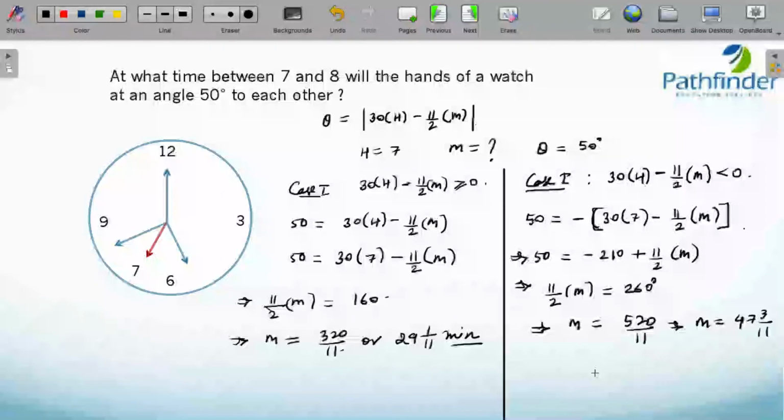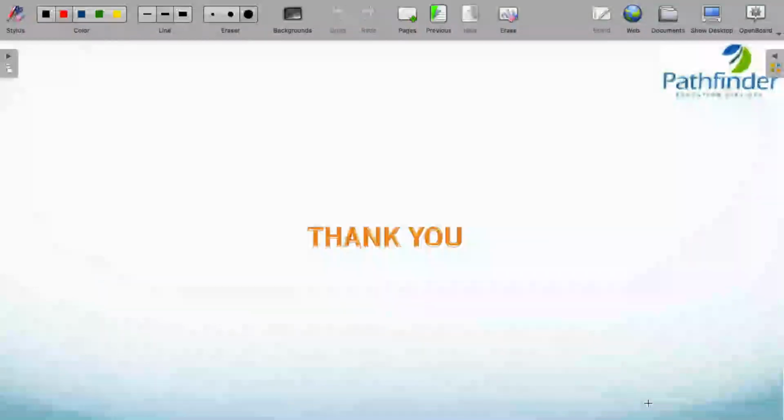So now there are two possible times when the angle between the hands of a watch is 50 degrees. One possible time is 29 1 by 11 minutes past 7 o'clock, and another time is 47 3 by 11 minutes past 7. So you see, by solving a basic mod equation, we were able to calculate the answer. So with this, we've come to an end of the second session on clocks. Thank you.